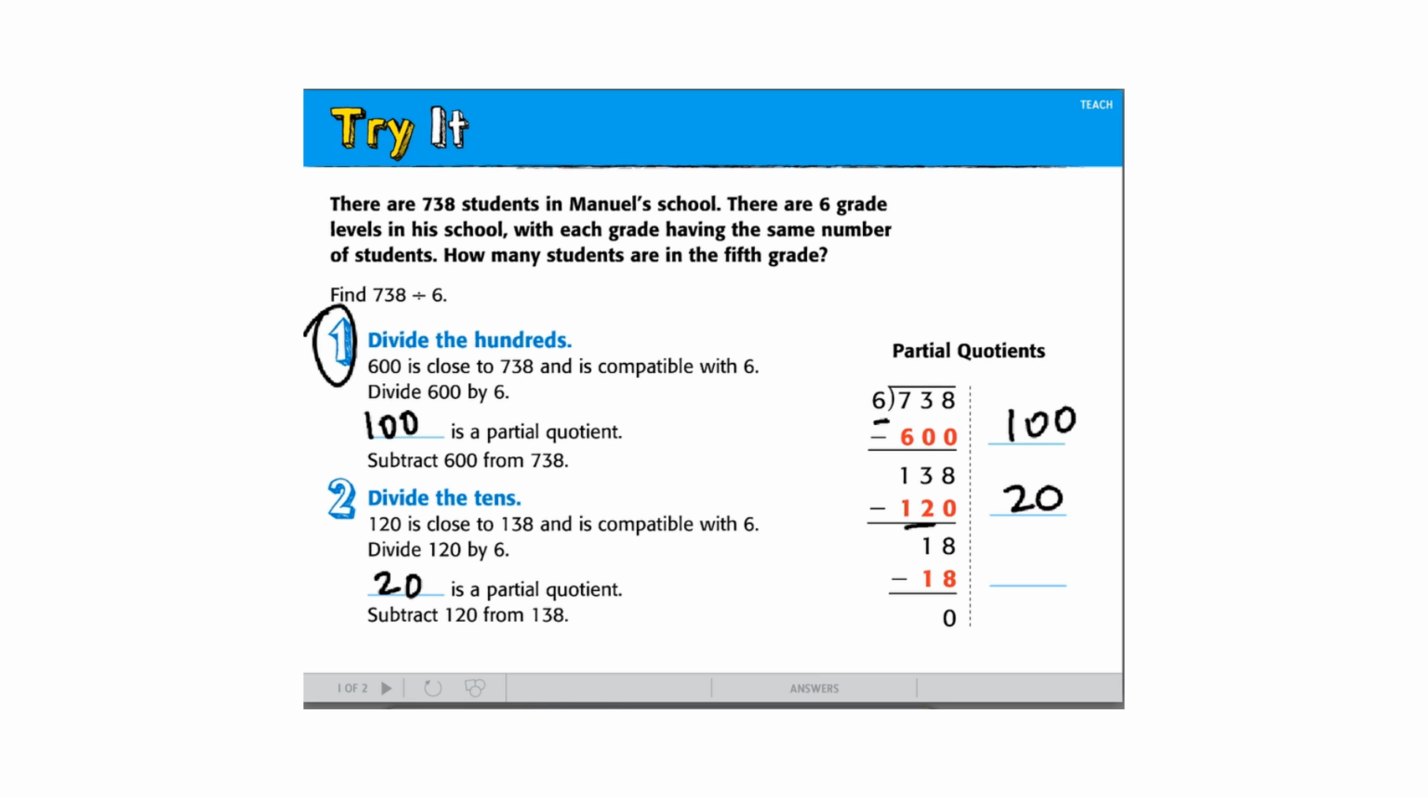So then when you subtract, what's left is 18, and 6 goes into 18, we know 3 times. So then your final answer would be 123. Because you're basically adding up these little partial quotients over here on the side. Same answer as the first one.